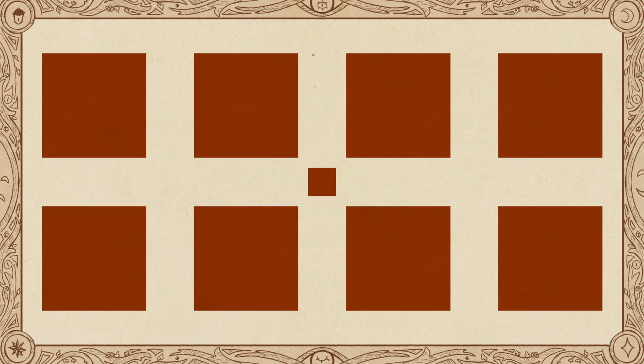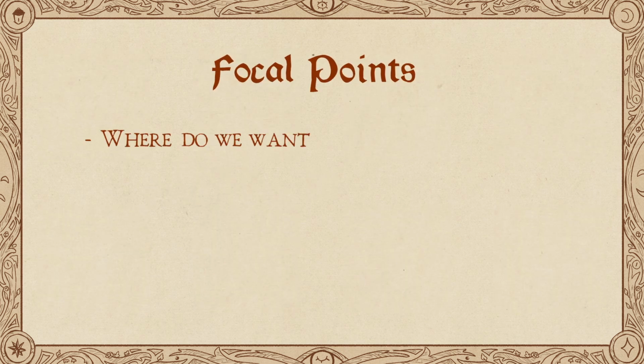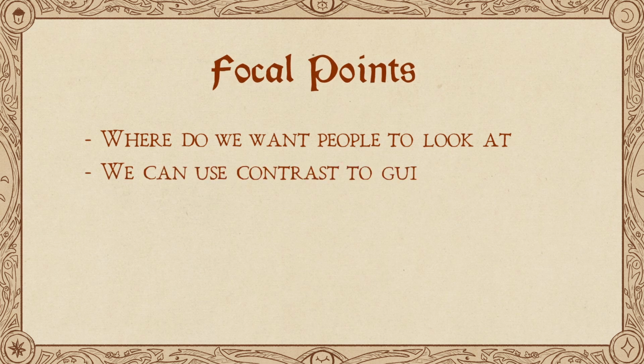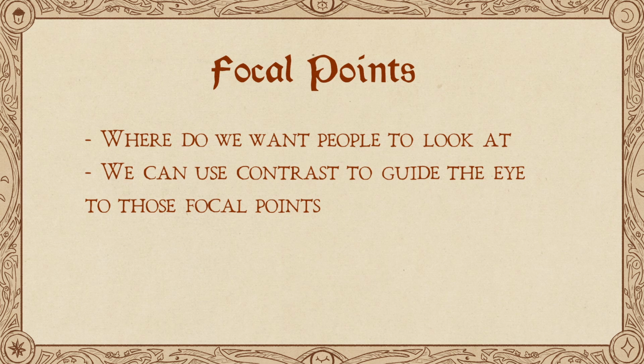And the same would happen if you had a blank canvas with a bunch of very big squares and just 1 or 2 small squares. The small squares would become the focal point. Focal points are basically where we want people to look. And we can use contrast to guide the eye to those focal points. And that is the same for character design.